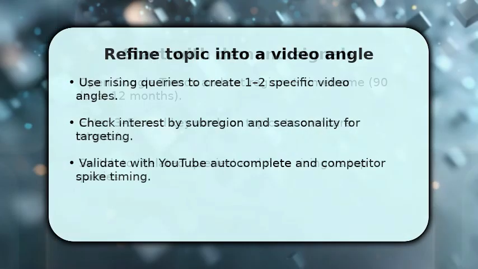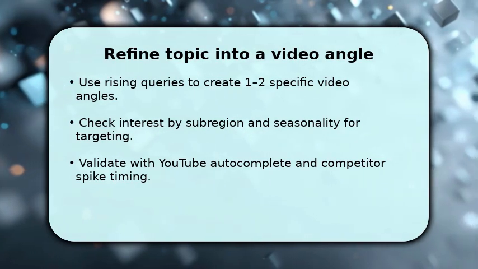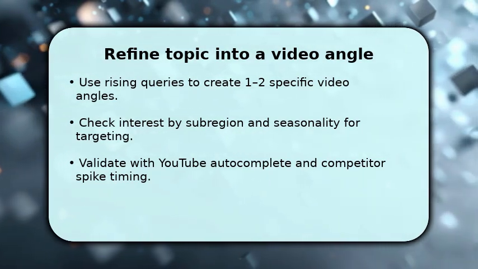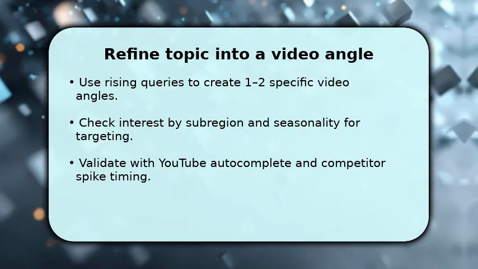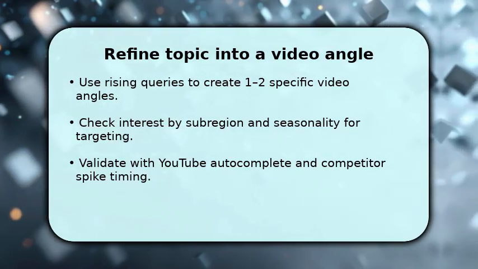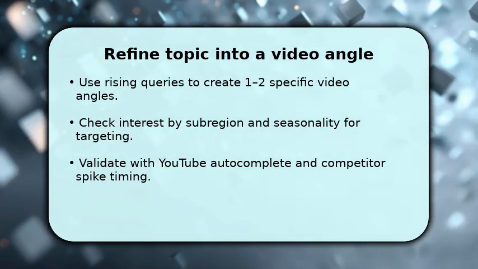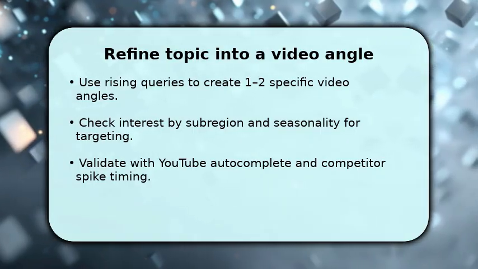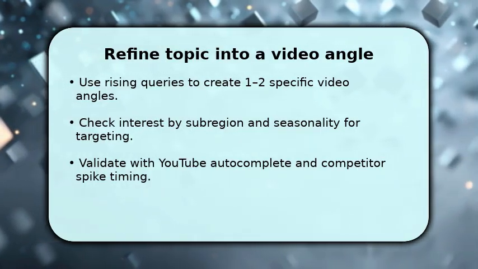Next, you refine the raw trend into a concrete video angle. Take a rising query and ask, who watches this and why? Then check subregion interest to localize your thumbnail and title. Once you identify seasonality or a recent spike, match that timing, publish while interest climbs.